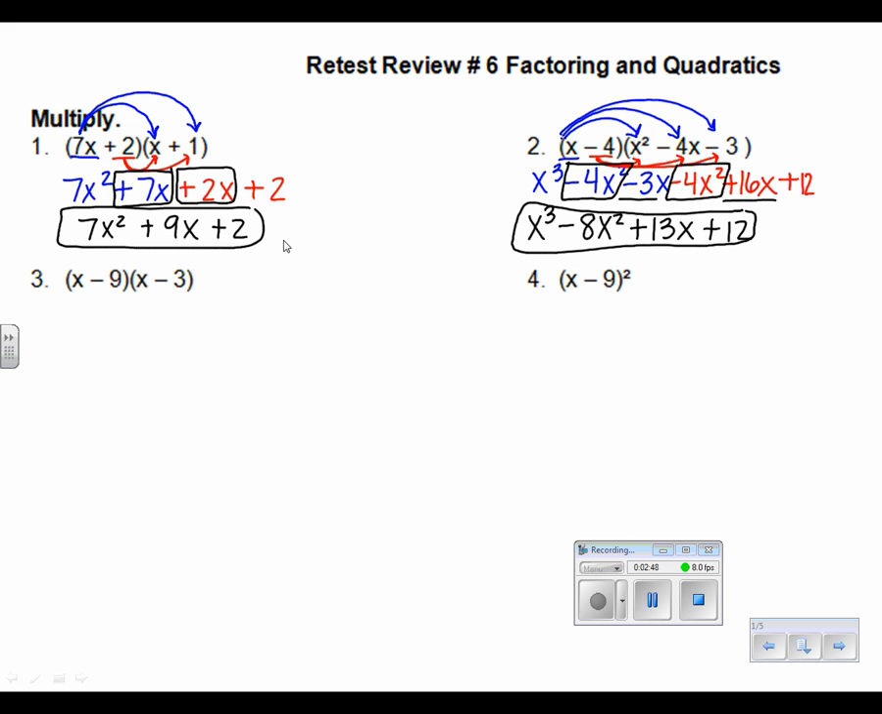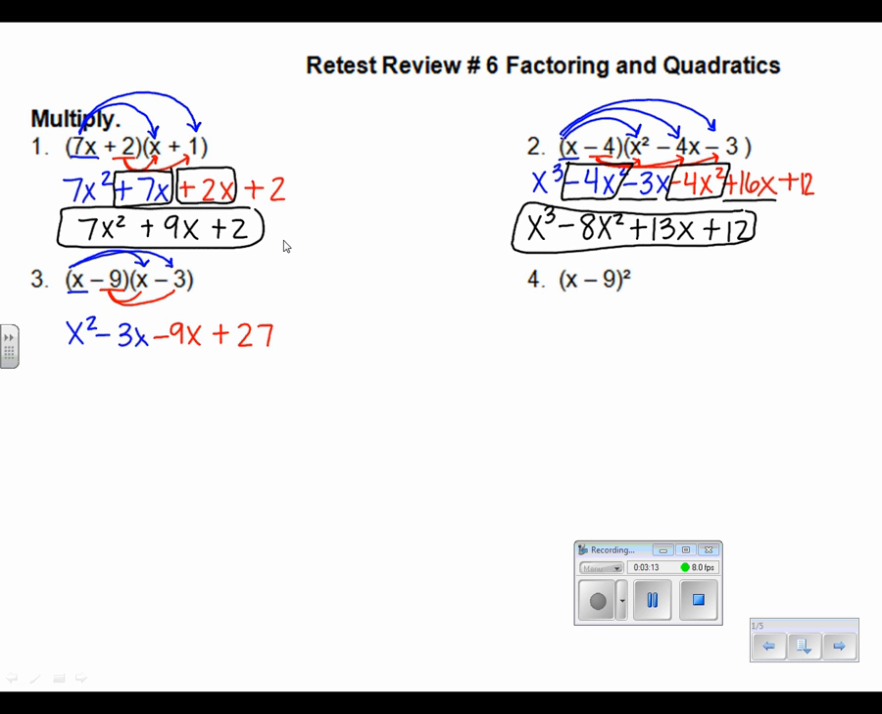Number 3 is the same way. I have a binomial times a binomial. I multiply the first term x times x to get x squared. X times negative 3 to get negative 3x. The second term, negative 9 times x, is negative 9x. And negative 9 times negative 3 is positive 27.